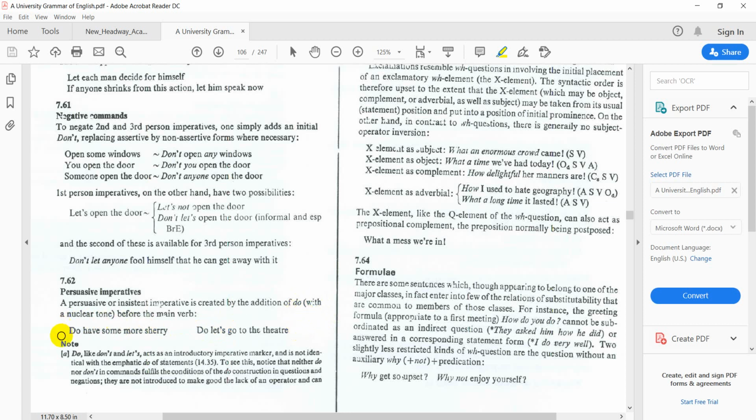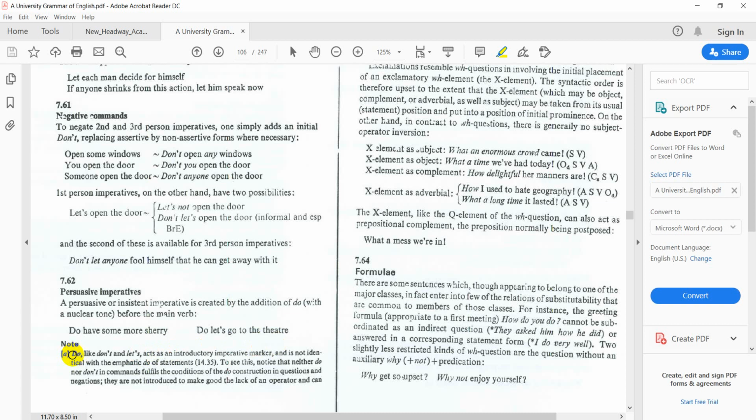It means that I'm going to bring in do, and I raise my tone before the main verb. So I say, "Do have some more sherry." Do have, before reaching the main verb. "Do have some more sherry." "Do let's go to the theater."